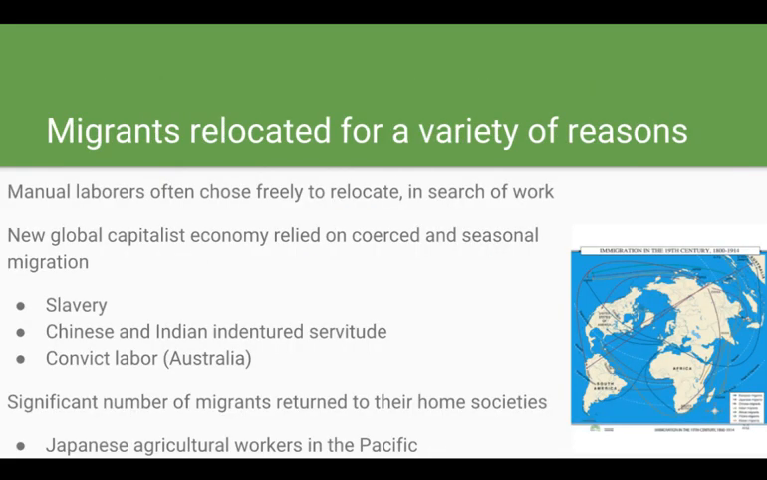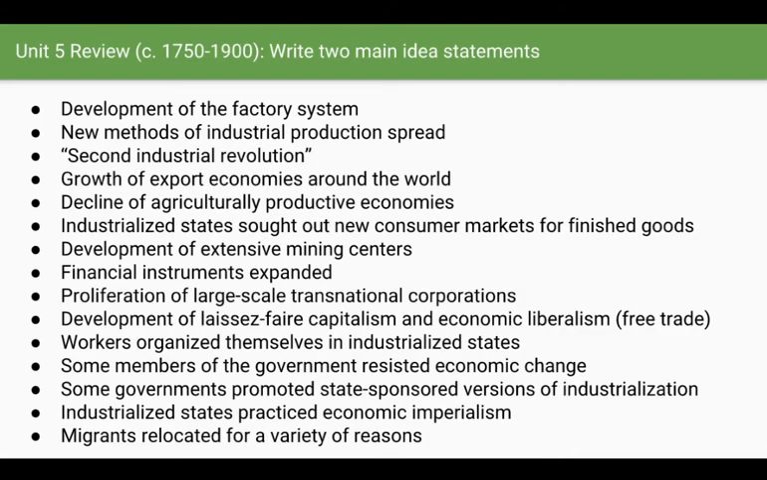There was widespread migration during this time period, and this kind of reviews the reason that happened. Sometimes that was voluntary, just searching for labor and a job. And sometimes it was coerced, such as slavery, semi-coerced, such as indentured servitude. You may know that the colony of Australia was originally founded as a prison colony, and so there were convicts who were sent to work there. And there was seasonal migration. This map on the right shows Japanese agricultural workers who returned to Japan after the growing seasons. So there's a lot going on here. Write two main idea statements and be strategic about how you group those.